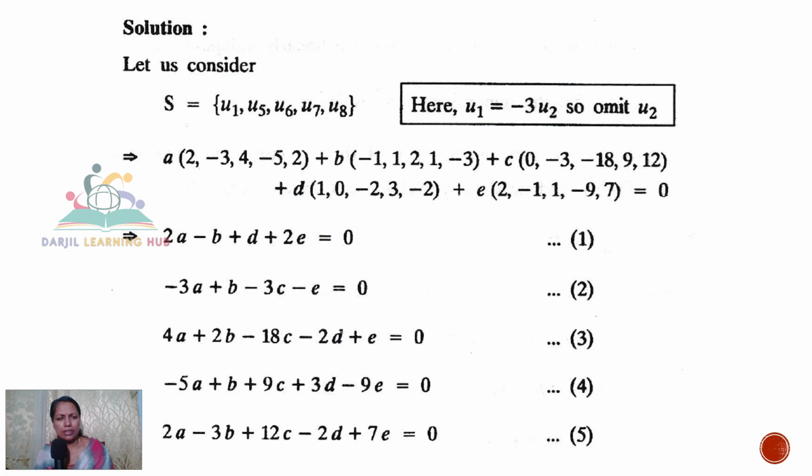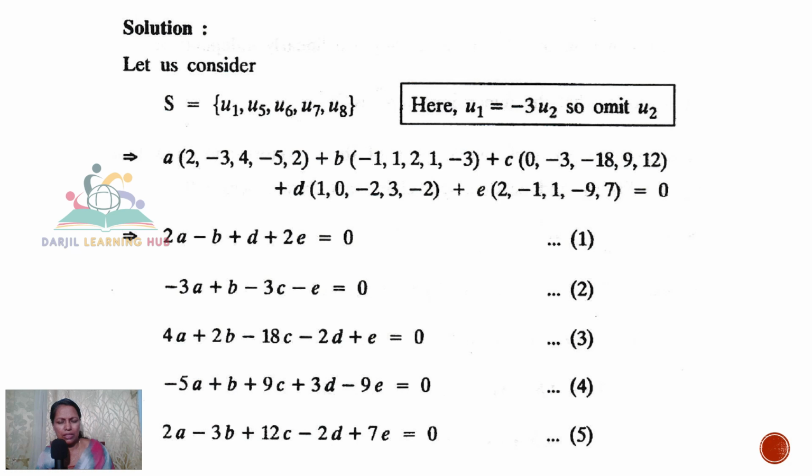Let us consider u1, u2, etc., u8. Here u1 is equal to minus 3 u2, so omit u2. Let us form a linear combination with the 5 scalars, A1 with one scalar, A2 with another scalar, for u1, u5, u6, u7, u8. We can skip u1, which is nothing but minus 3 u2, so let us omit u2. Only 5 vectors we have chosen.